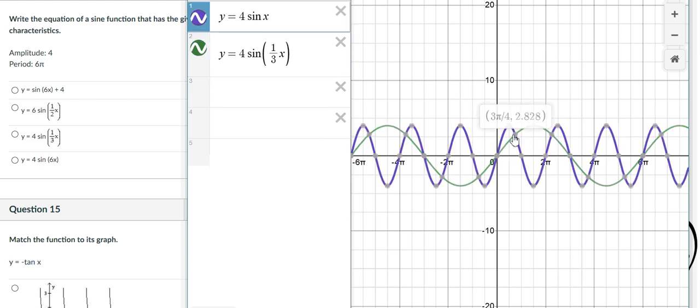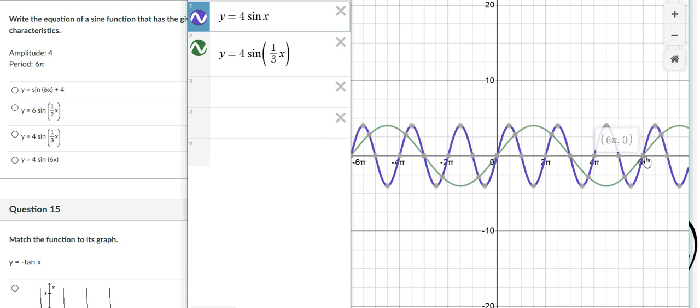Now 1 period. But for 1/3 x, the period is 6 pi. So it goes like that, red one. Starting from origin and goes here, going down and going up, it completes one period in the range from 0 to 6 pi.